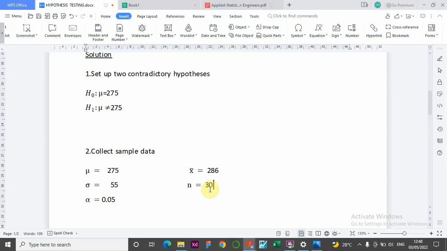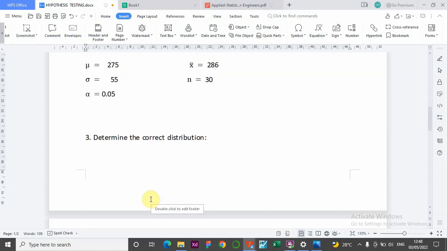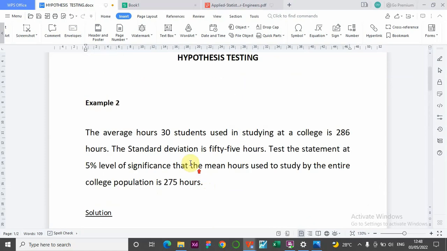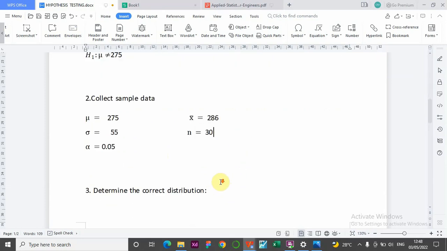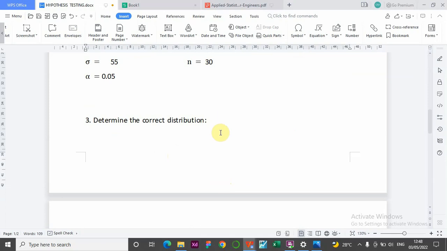So we need to determine the correct distribution. Is it a t-test or a z-test? We know the population standard deviation, which is 55 hours. So that is z. I'm using a z distribution.